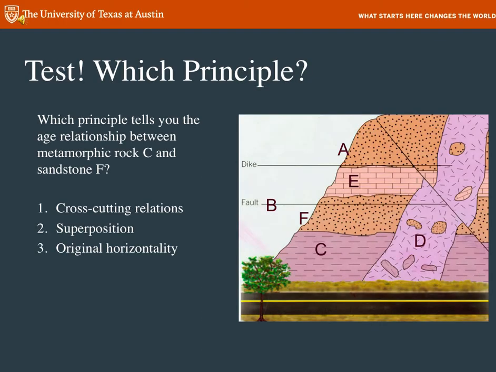So, what do you see here? Here is a sketch of several different things going on in a rock. In this case, you've got some layers, you've got a dike cutting across it with some inclusions in it, and then you have a fault cutting across that. So, let's look at rock C and rock F. What principle tells us which one is older? Did you say superposition? Sure, F is on top of C.